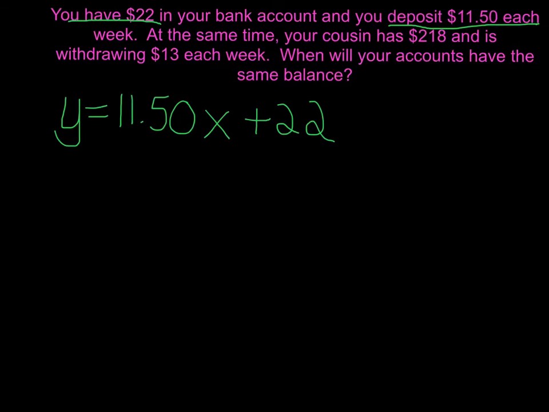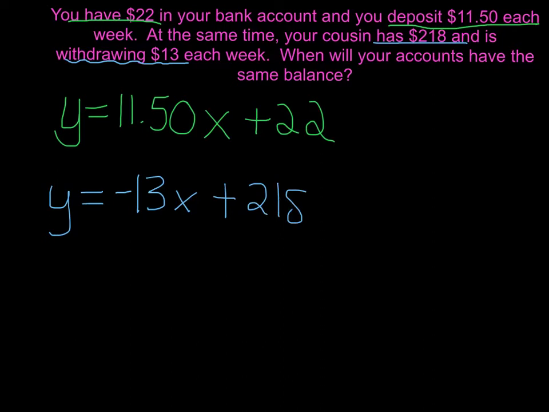At the same time, your cousin has $218 and is withdrawing, or taking out, subtracting $13 each week. So, to write an equation to represent your cousin, y equals, if you're taking $13 out, you're going to have a negative rate of change. So negative $13 each week. And then your cousin started with $218.